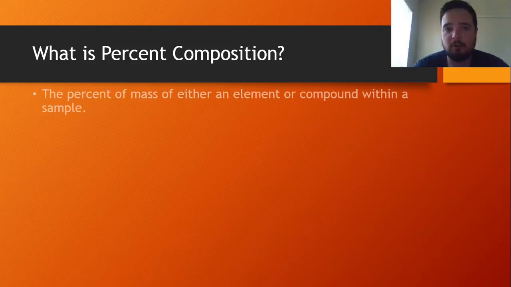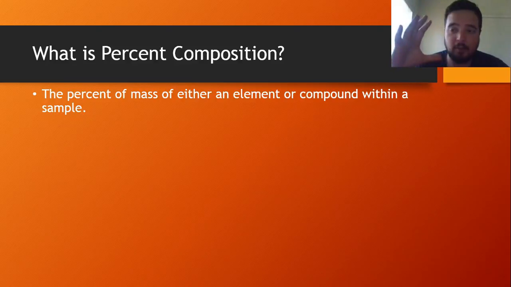But what is percent composition? Percent composition is the percent of mass of either an element or a compound within a particular sample that you have. The whole point is that if you have a sample of multiple compounds, and you need to determine how much of a compound is within that sample, you can do that mathematically.